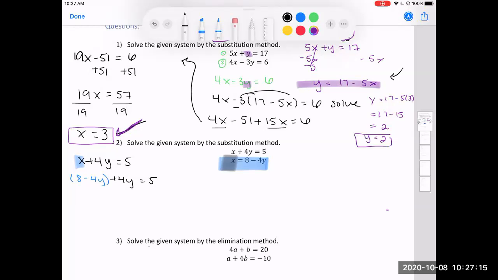Okay, we are just adding, so we can drop those parentheses. So I have 8 minus 4y plus 4y equals 5. We notice that those 4 y's add to make 0. If I have 4 apples, I take away 4 apples, I have no apples. So we're left with 8 is equal to 5. Is that a true statement? 8 is not the same as 5. Think of it as money. $8 is not $5. So we have a false statement. Remember, whenever you have a false statement, your answer is no solution.